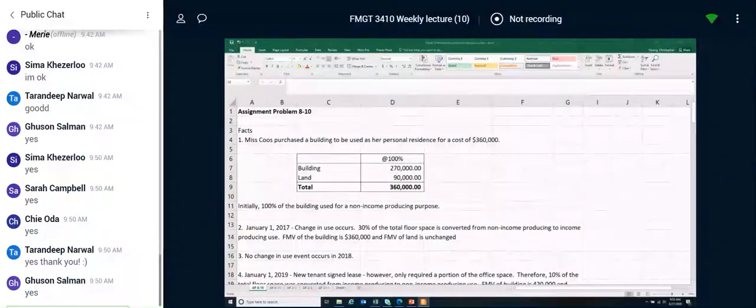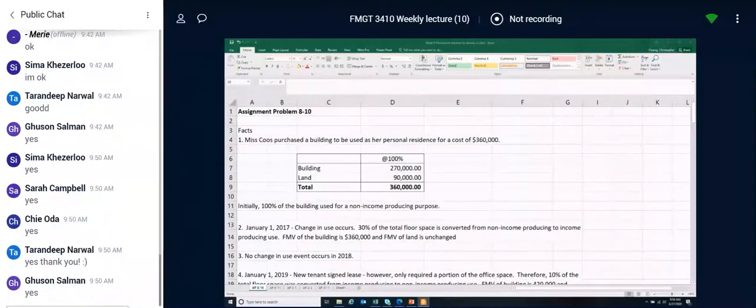Okay, so now she says it was 30% of the space that was converted. Jan 1, 2019, the office was rented by a new tenant who did not require the same floor space as the previous tenant. As a result, they converted one room back to non-income producing purpose, so to personal use. So that room was 10% of floor space. So 10% effectively changed in use from income producing to non-income producing.